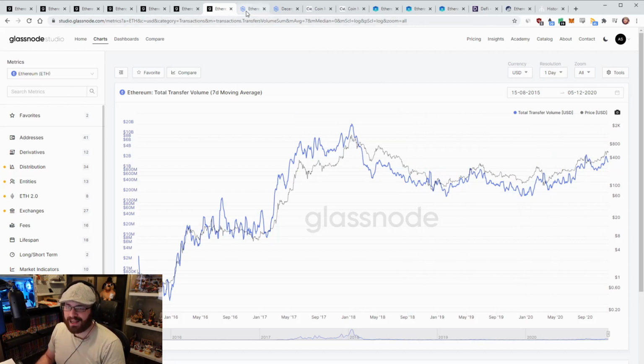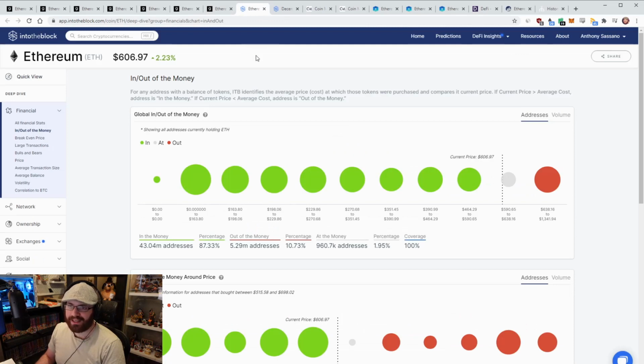All right, that's it for the Glassnode metrics. Let's move on to the Into the Block metrics. Now, these are, again, paid metrics, a lot of them as well, unfortunately, but I have an account here, so I can show you them.